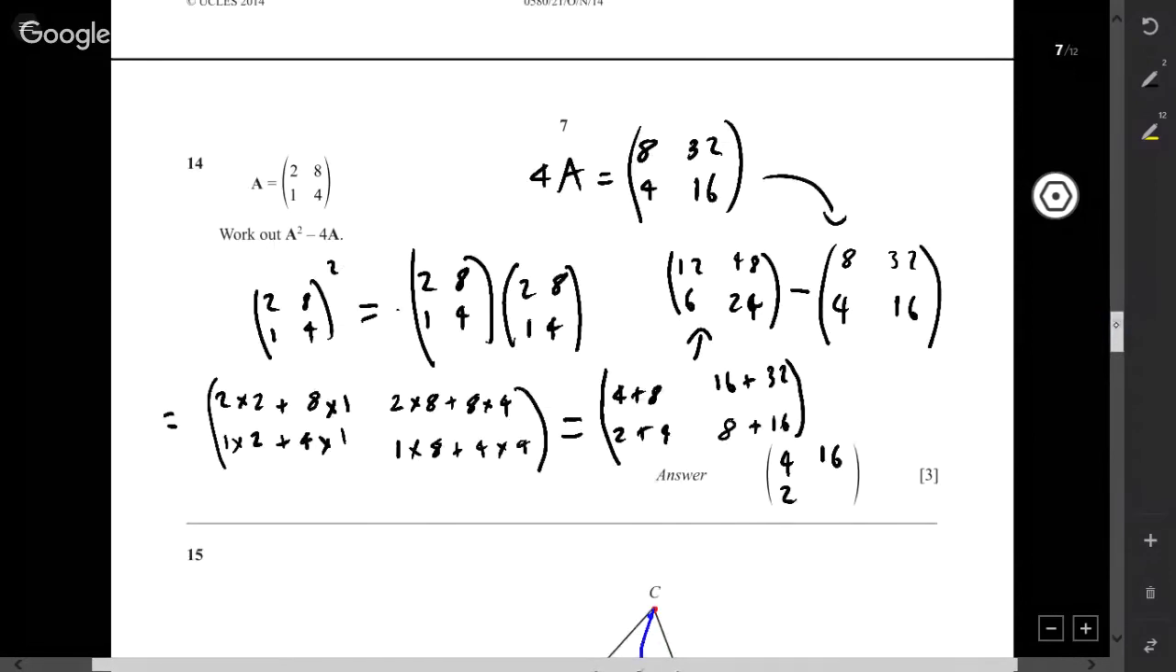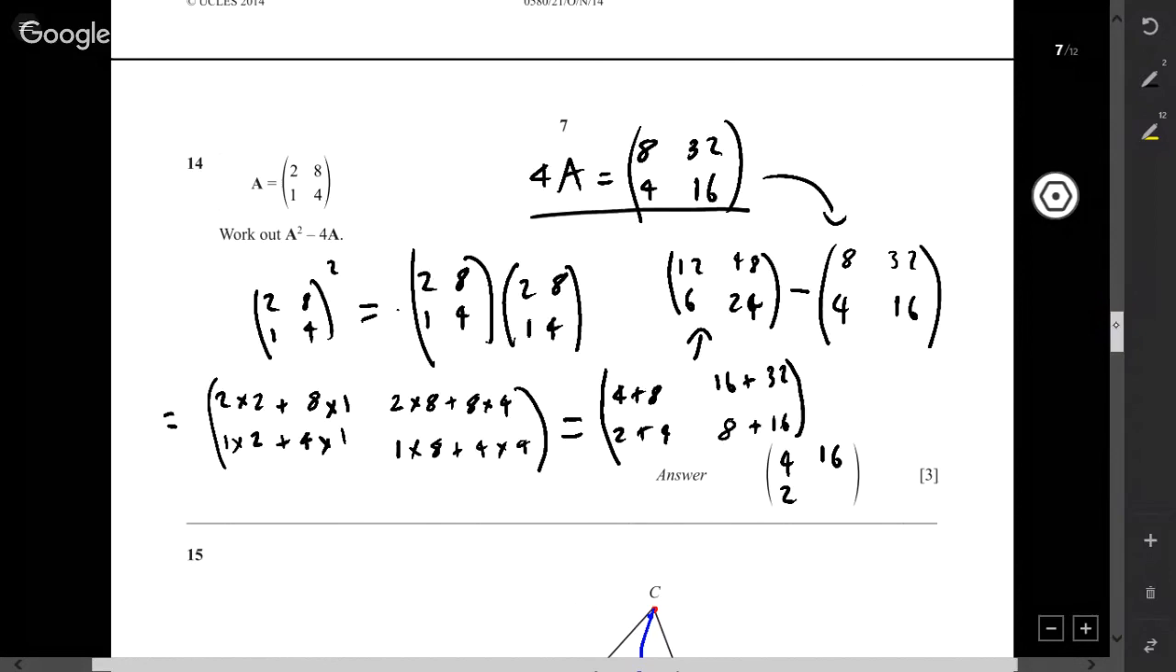Okay, 14, vectors. Work out a squared minus 4a. So 4a is simple. All we do is we just times all of these numbers by 4 and put them into this bracket. So that's 4a, done. A squared is a bit more difficult. It's simple, it's just like any other square, it's just timesing it by itself. But when we're doing this with vectors, it becomes slightly more complex.